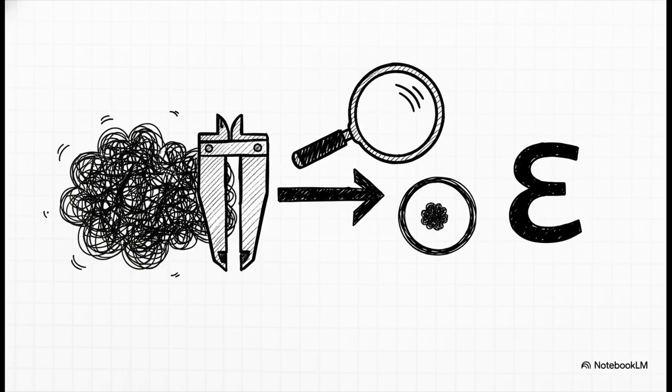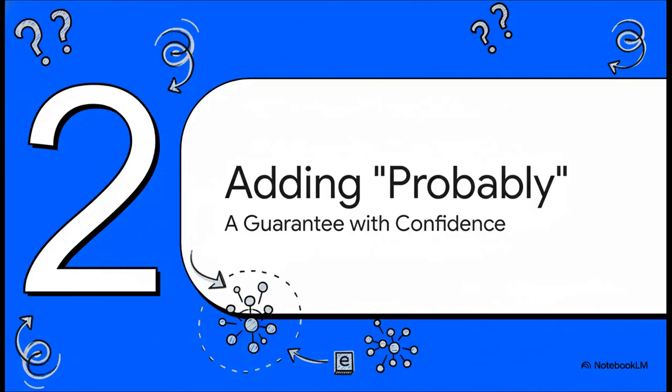We want to be able to state with mathematical proof that our error is guaranteed to be less than some small number that we get to pick beforehand. Maybe we say, I want my model's error to be within, say, 1% of the best possible. We're aiming to be approximately correct. Okay, so we want a small error. That makes sense, but there's a catch.